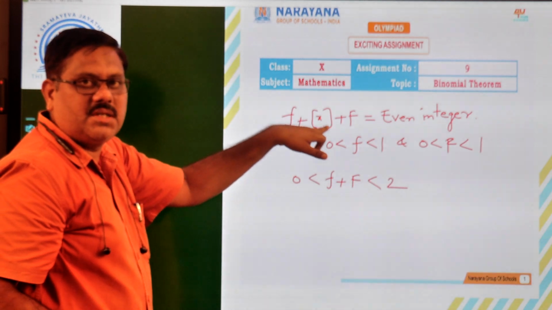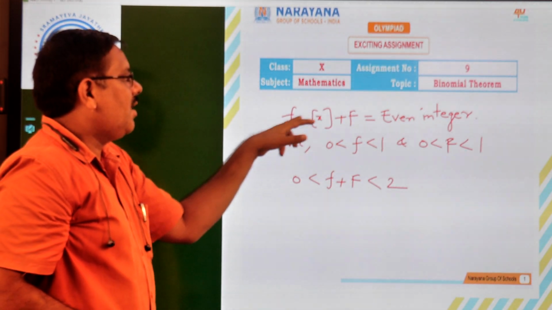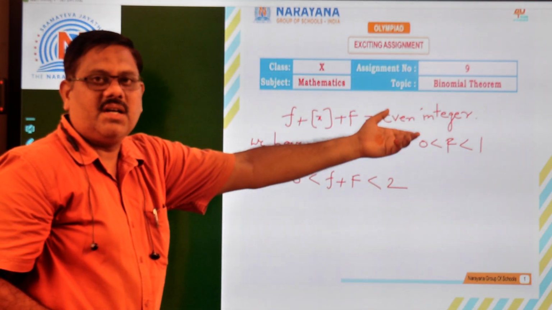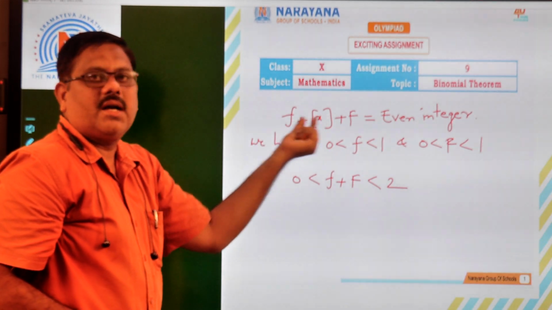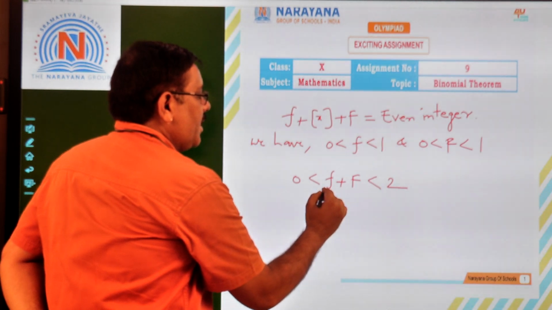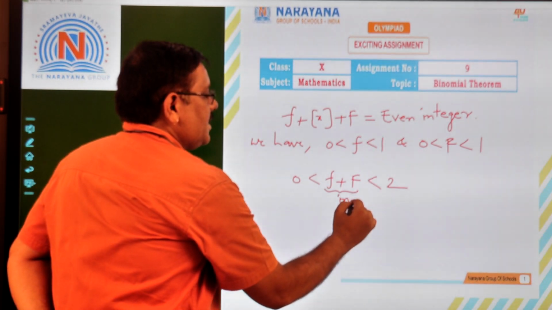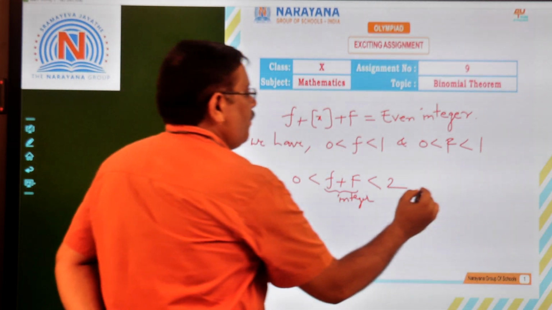Step x always represents an integer. So f plus F must be an integer, because only the sum of two integers becomes an integer, whether it is an even integer or an odd integer. If you want the result to be an integer, it has to be added to an integer. So in that context, f plus F becomes an integer. As it is an integer, the only integer between 0 and 2 is 1.